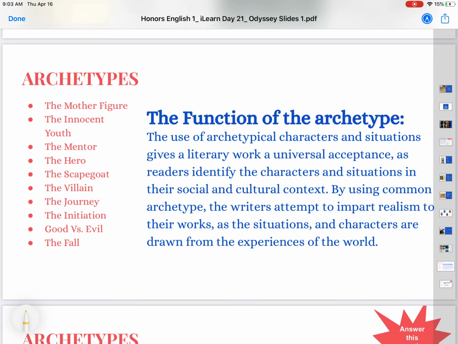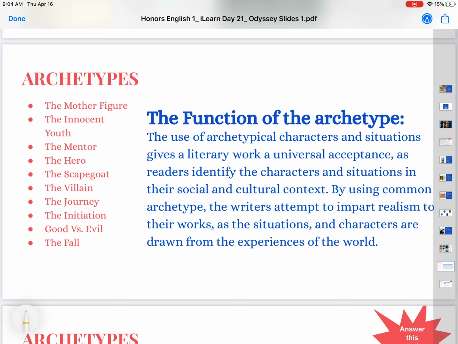The use of archetypical characters, archetypical, that's fun to say, archetypical, and situations gives a literary work, or a movie, or a show, or a cartoon, or whatever, a universal acceptance, as readers identify the characters and situations in their social and cultural context. By using common archetypes, the writers attempt to impart realism to their works, as the situations and characters are drawn from the experiences of the world. Basically, writers use archetypes so that when the reader or the viewer sees it or reads it, they automatically feel more connected because they understand what's going on inherently, okay?